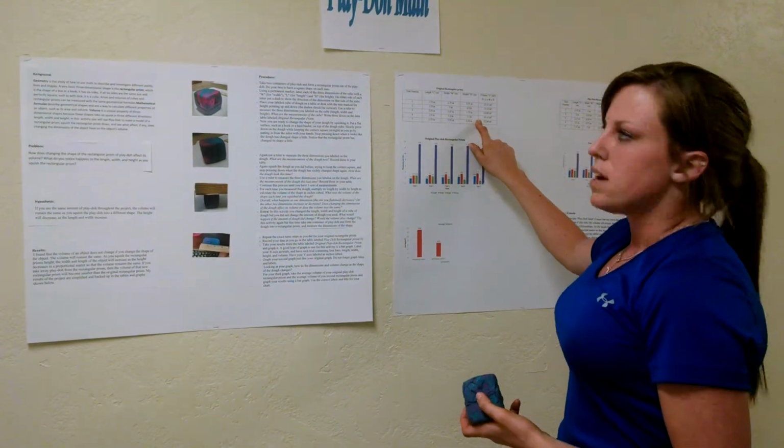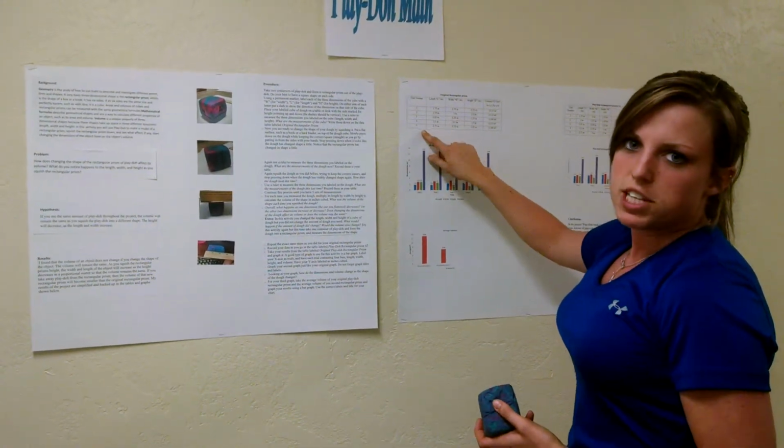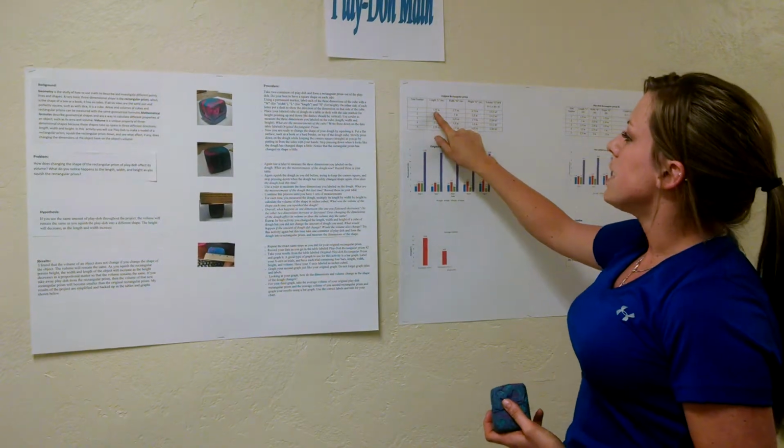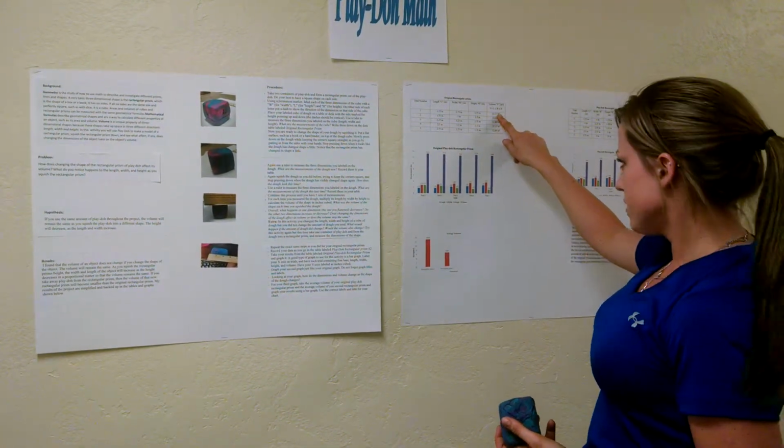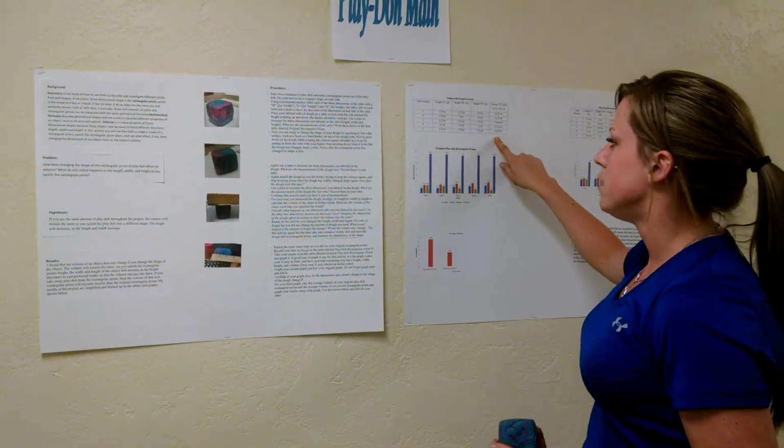You're going to continue that process for 5 trials. Once you get all 5 trials, you're going to take your length, your width, and your height and multiply them together to get your volume. And you're going to do that for all 5.